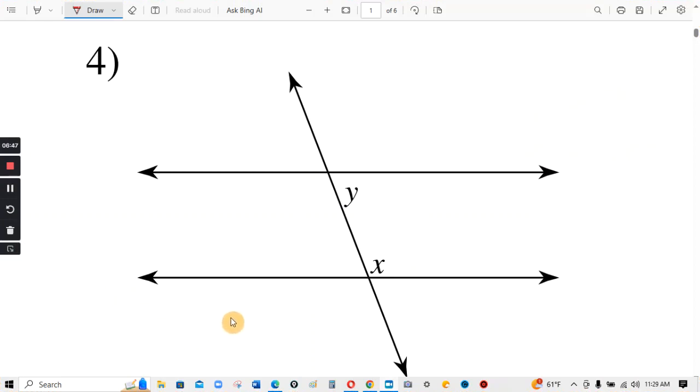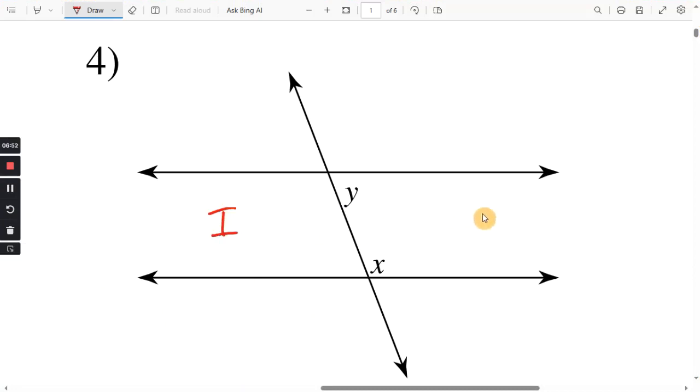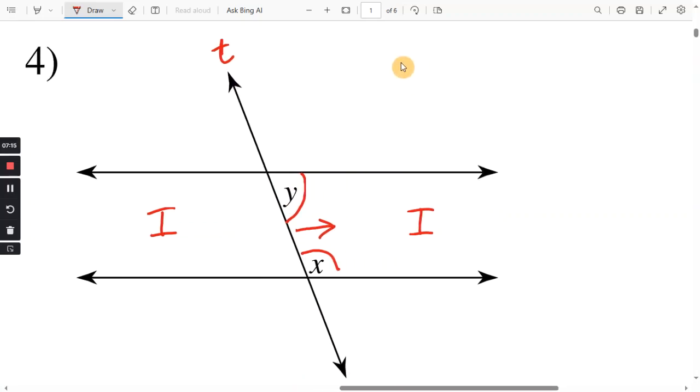All right, let's look at number 4. In between the two lines is the interior. The line that's cutting through is your transversal T. And these angles right here, we have angle Y and angle X. They are both on the same side of T. They're both on the right side of T. So since they're on the same side, we call those consecutive. And since they're on the interior, they are consecutive interior.